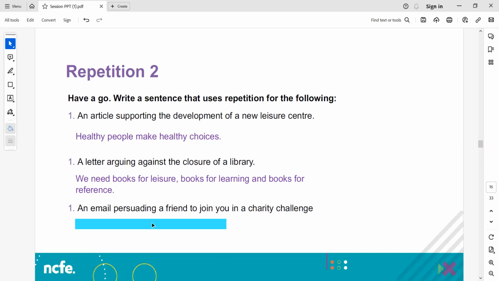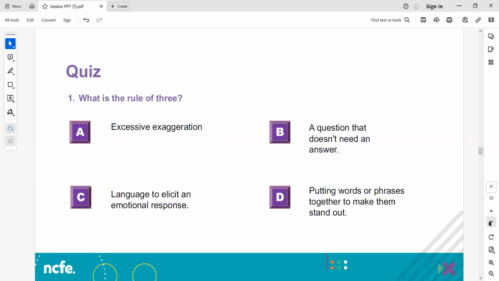So the last one, an email persuading a friend to join you in a charity challenge. I promise you it will be fun, fun, fun. So obviously the repetition there is the word fun. Yeah. Good. So just repeating the words sometimes is all you need to do. But as we can see, sometimes it's the same word repeated within a sentence, sometimes just repeated after each other, and sometimes it's more of a phrase that is repeated.